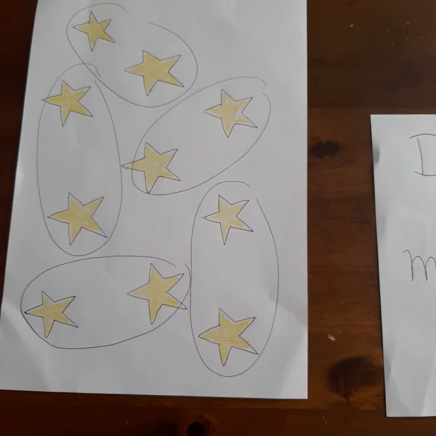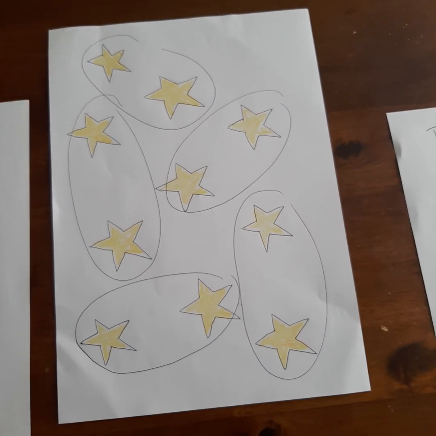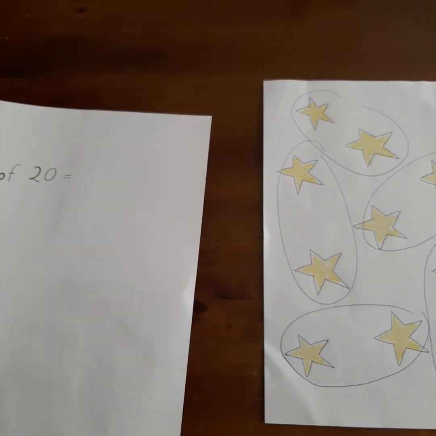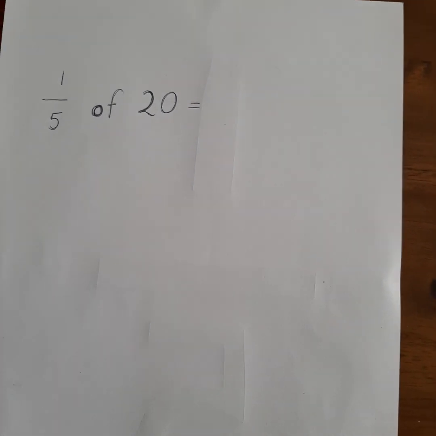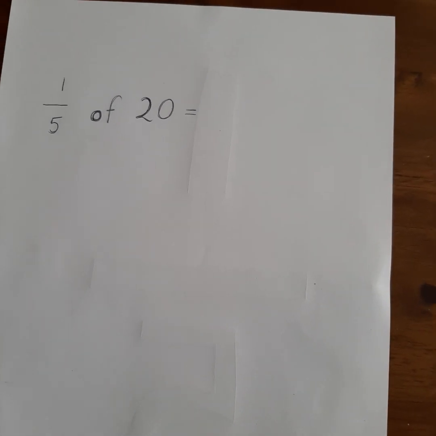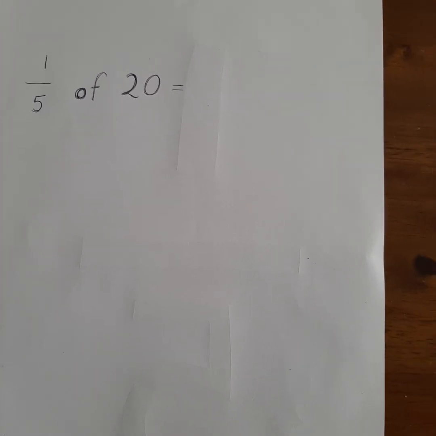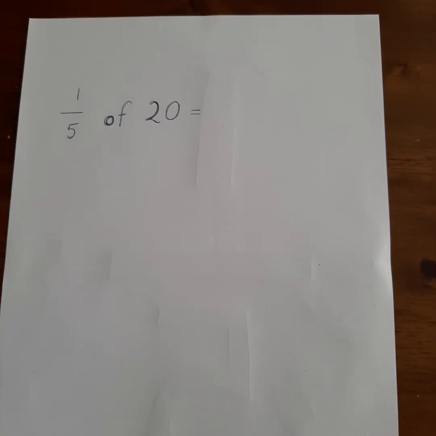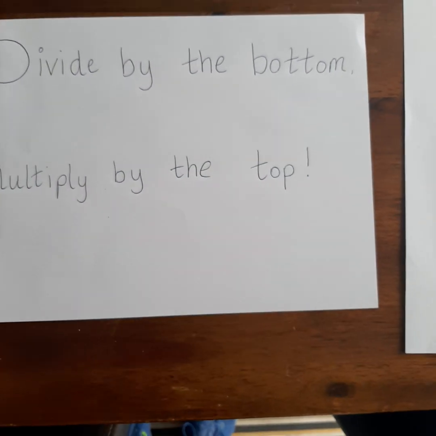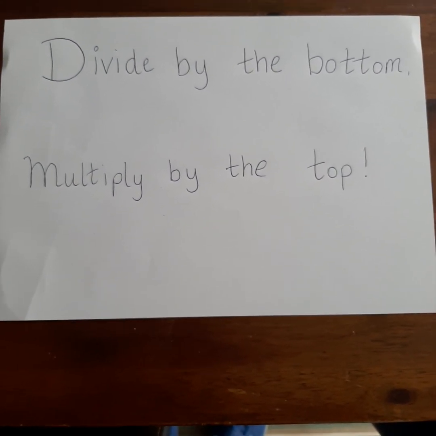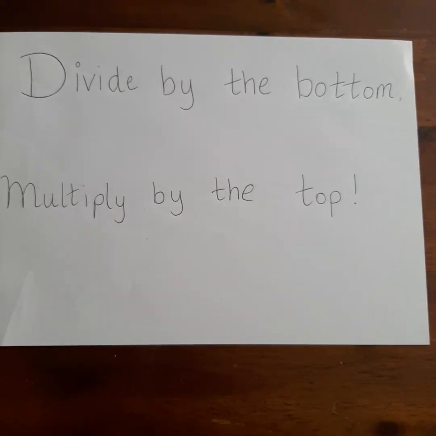Let's try 1/5 of something different. Let's move to abstract form. Now, here I need a formula. So I want to find what's 1/5 of 20. And my formula for doing that, if I don't have anything concrete to work with and I don't have my tools to draw, is divide by the bottom, which is the denominator, and multiply by the top. You really just need to learn that off by heart.